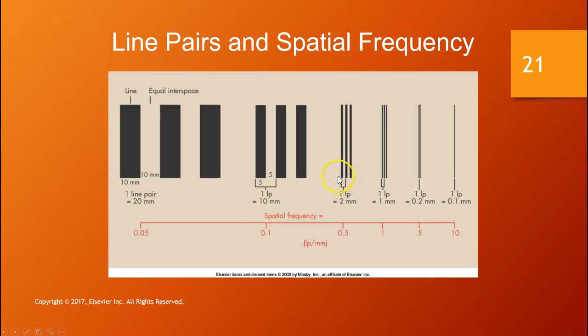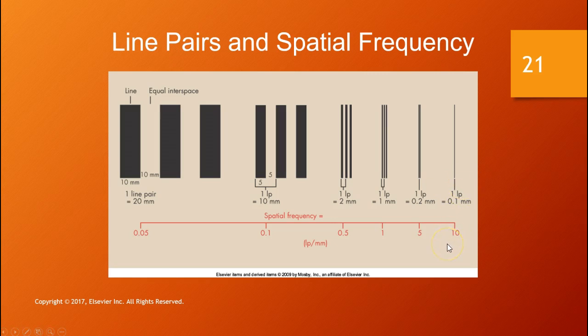So here's another example. We're getting closer and closer. This is one line pair, and the space next to it. One pair here equals 2 millimeters. This is one line pair equaling 1 millimeter. This is one line pair equaling 0.2 millimeters. And believe it or not, this is one line pair equaling 0.1 millimeters. I can't see that. I've got a bad astigmatism. If you can see that, kudos.